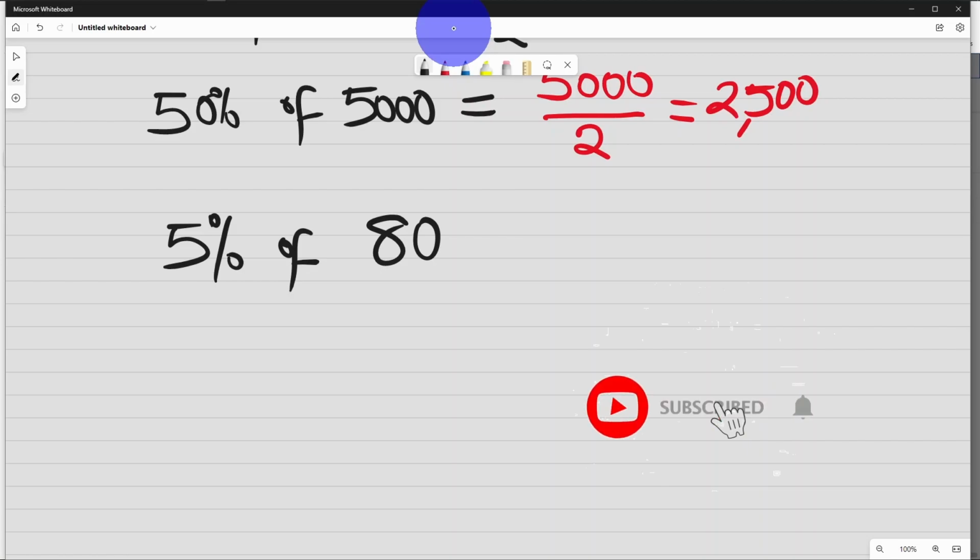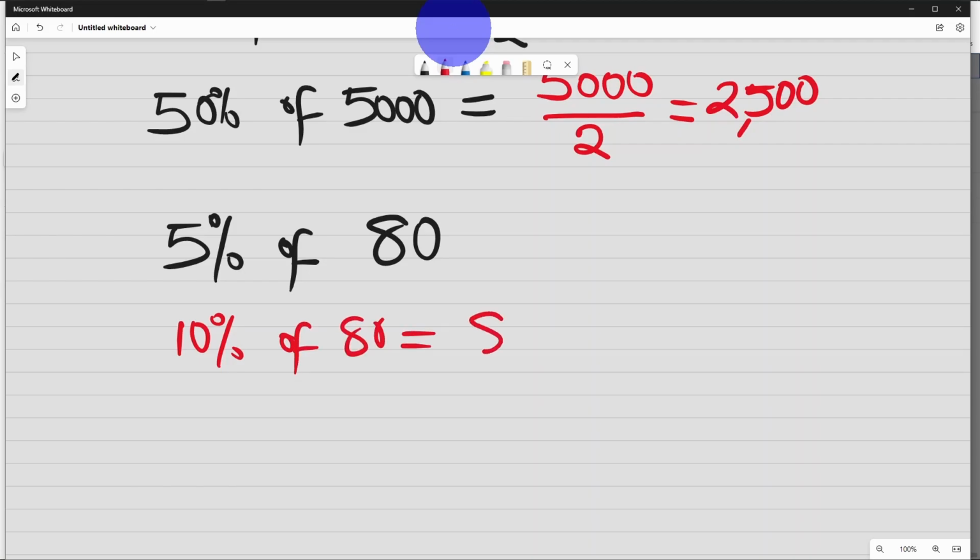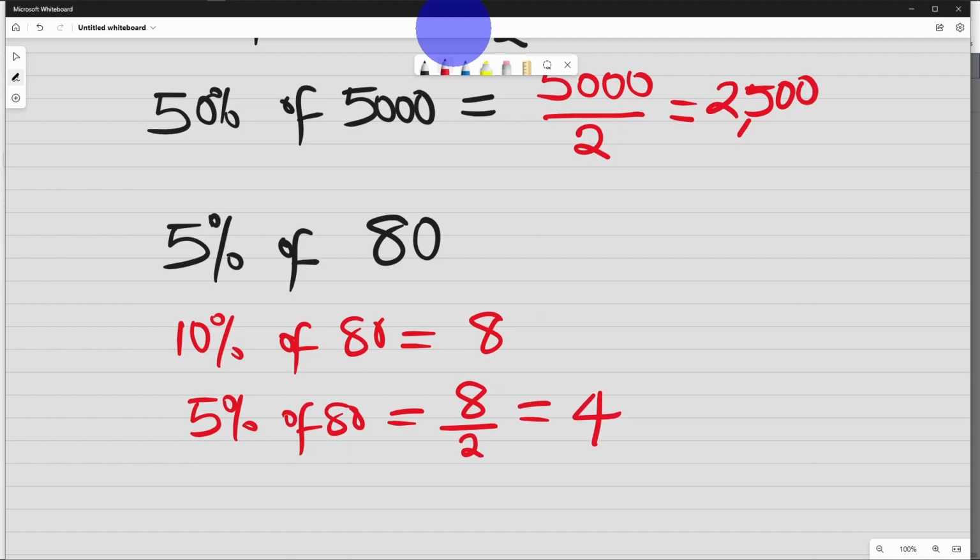To do other percentages around this, for instance, if you want to do 5% of 80, recall that 10% is moving the decimal point by one place. So what you do first is find 10% of the number, then you halve it. First, 10% of 80 will be 8. So 5% of 80 is half of 8. 8 divided by 2 gives us 4. So this is how easy we can do this.